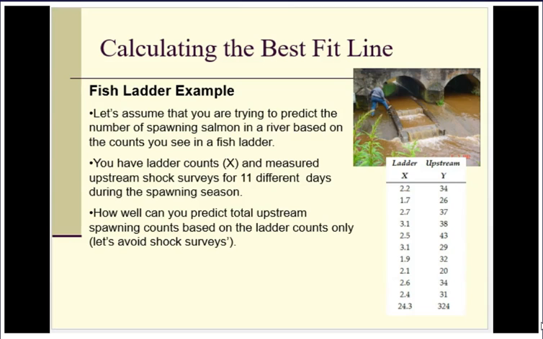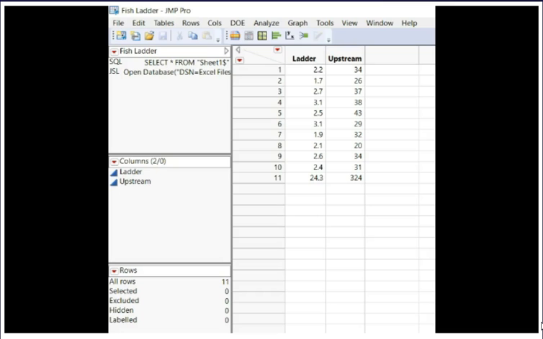So we need to create a predictive model, and there's one variable, an independent variable, that we are using to predict a dependent variable. Okay, so we're going to use a simple linear regression. So here is that same fish ladder data in JMP. We have 11 independent observations where we had a ladder measurement and then an upstream shocking measurement.